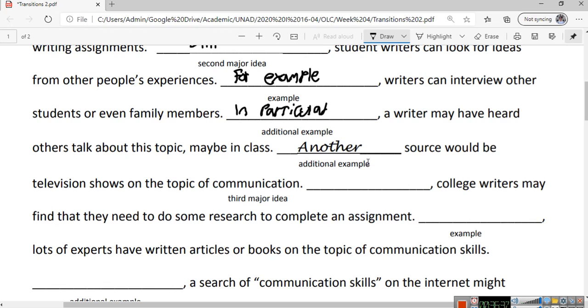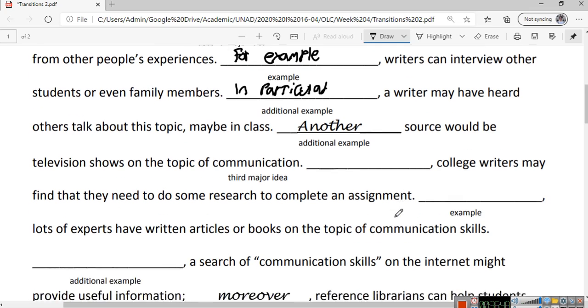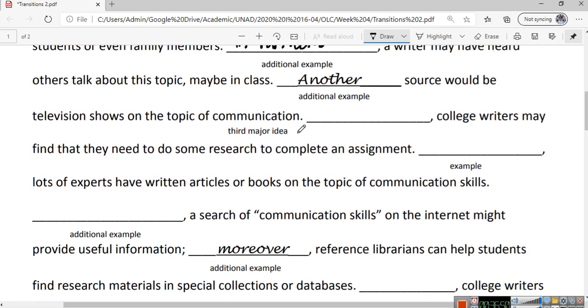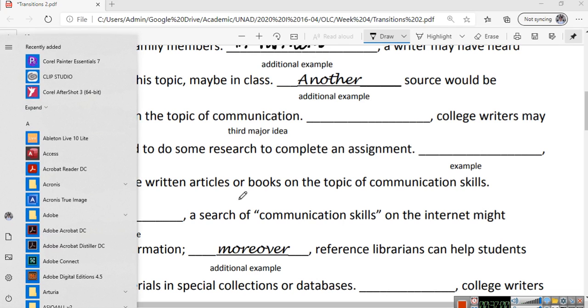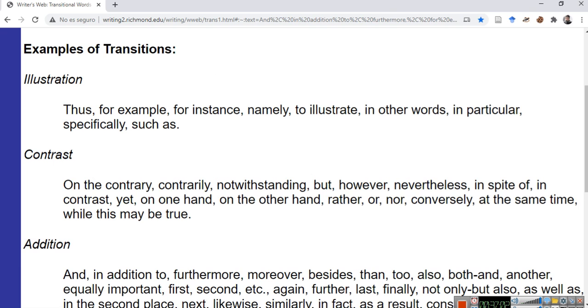Excellent, that was very good. Here we have an additional example. Another source will be television shows on the topic of communication. Good, it's already there. Next major idea. I need to use a transition of concession. I need to start talking about something new. Let's refer to the web page.